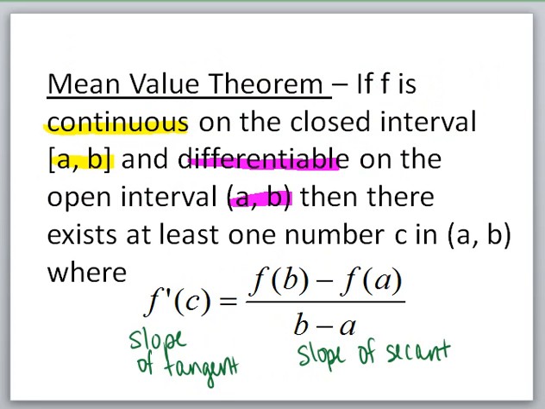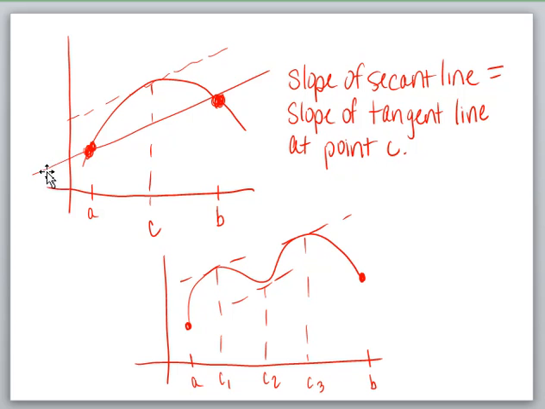This is the big part. The slope of the tangent, so we're looking at tangent lines to the curve, is the same as the slope of the secant. If you look at these pictures, I've drawn in right here the slope of the secant. Look how approximately right here, the slope of the tangent is equal. So there's one value of c in that case.